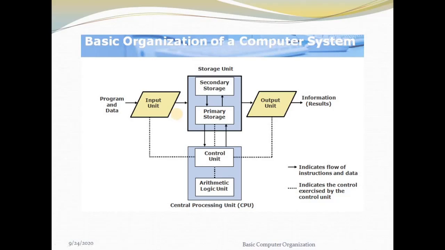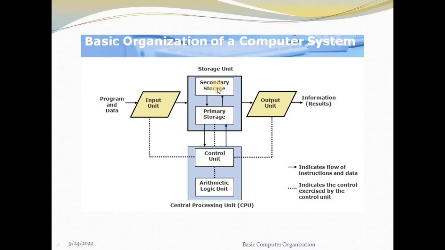Now let us understand this block diagram in detail. First let us discuss how to draw this diagram. For the input and output we need to draw a parallelogram. Even in the flowcharts that you study in C programming, for input and output we use the parallelogram. And for the storage we have a rectangle, and in that we have two sections.